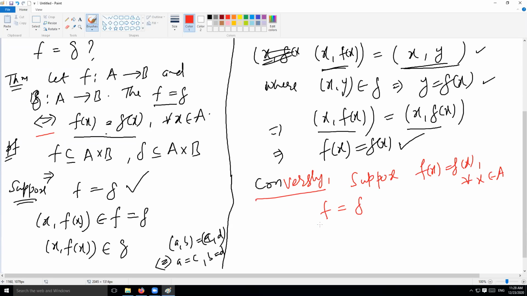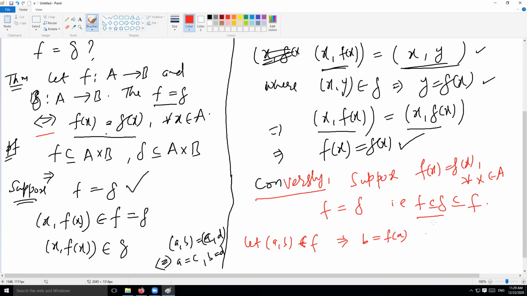So these two are sets actually. I need to show that F is a subset of G and G is a subset of F. This is what I would like to show. All right, so let's show the first part. Let's take an ordered pair (a, b) from F. So if (a, b) is from F, what does this mean? This means by definition that b must be f of a, right?